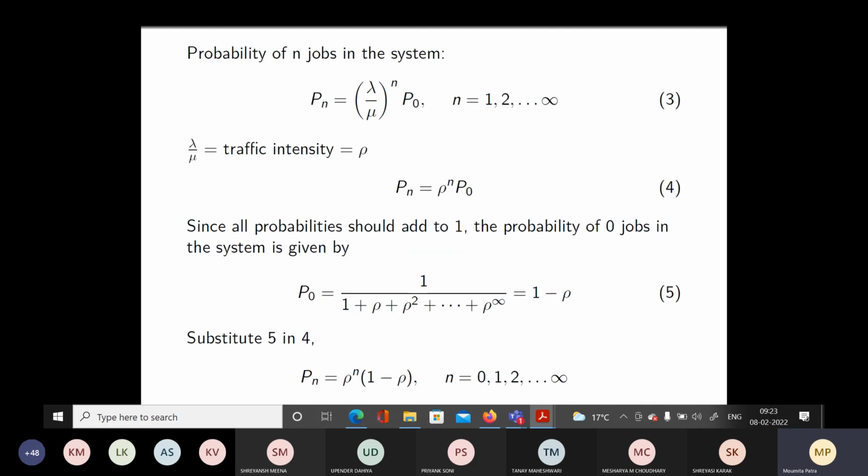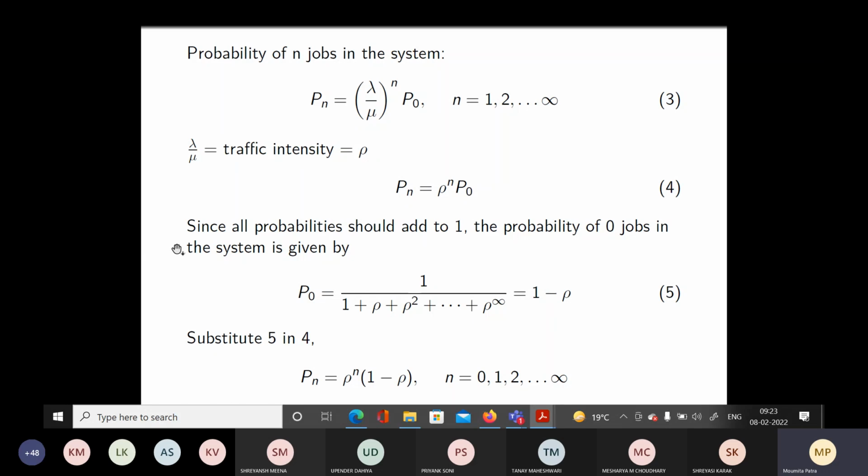Now we will get to our derivations. What we can write from there is that the probability of n jobs in the system can be given by Pn equals (λ/μ)^n times P0 for n equal to 1 to infinity. λ/μ, we know, is known as either the traffic intensity, or the service utilization, or the service utilization factor, and it is denoted by ρ. Okay, so we can write Pn equals ρ^n P0.